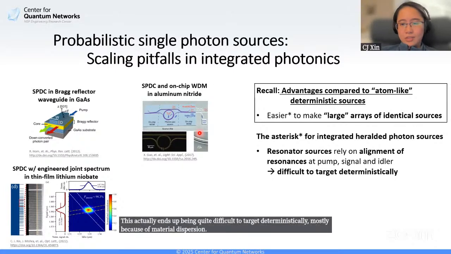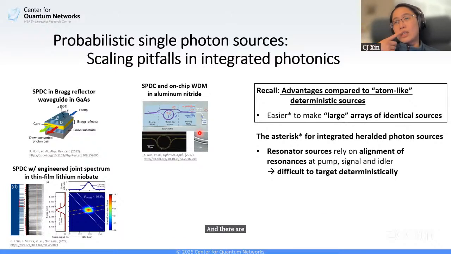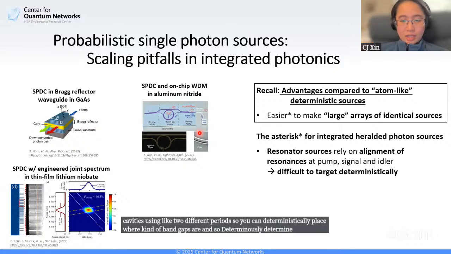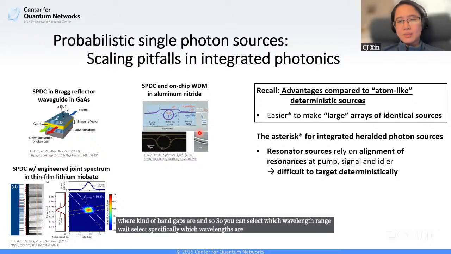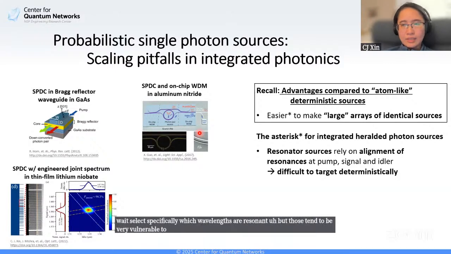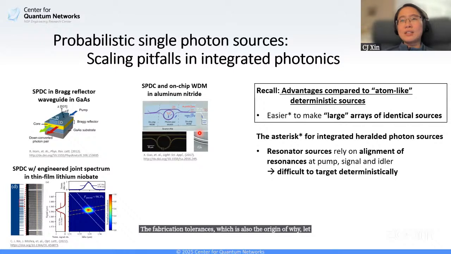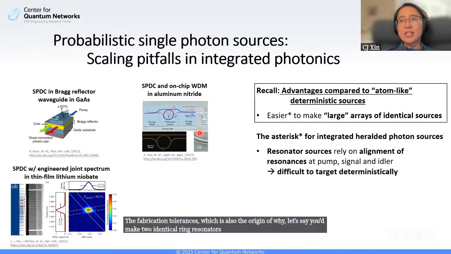There are efforts towards making, let's say, Fabry-Perot cavities using two different periods so you can deterministically place where the band gaps are, and so select specifically which wavelengths are resonant. But those tend to be very vulnerable to fabrication tolerances, which is also the origin of why, if you make two identical ring resonators next to each other on a chip, they actually have slightly detuned resonances. But in some sense, these can be compensated by thermal tuning.